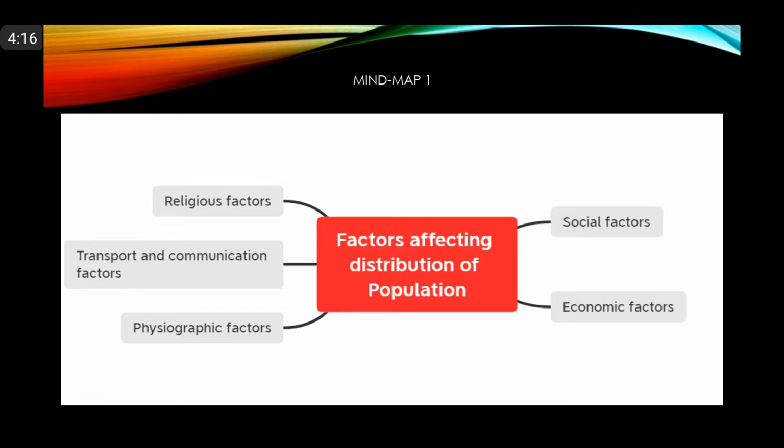Now, the second physical factor would be your climate. The climate must be very suitable for habitation. What type of climate? The people would not prefer an extreme type of climate, and we know that on the earth's surface there are different types of climates, and you cannot say that all the climates have the same type of population distribution. Temperature and precipitation are the major climatic elements that affect the density of population.